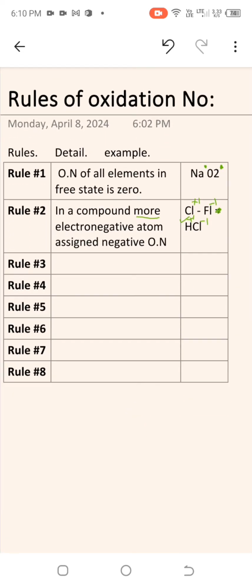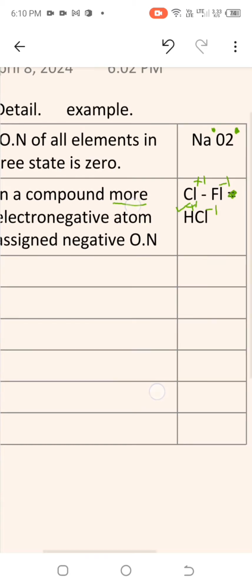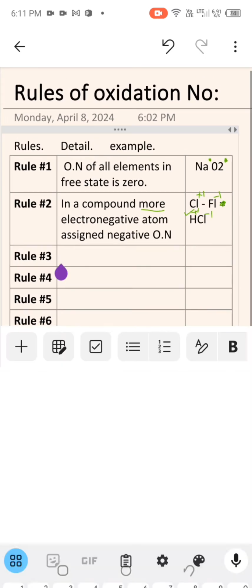Now you might be thinking: for chlorine, in the first example I gave +1 and in the next example I have given -1. Yeah, because in the first we were comparing chlorine with fluorine, and fluorine is more electronegative than chlorine. That's why we give +1. And in the second example we were comparing chlorine with hydrogen, and in that case chlorine is more electronegative. So that's why we give -1 to chlorine. Fine. Now we should go with rule number 3.